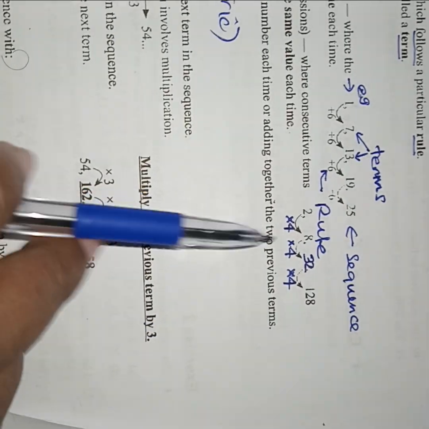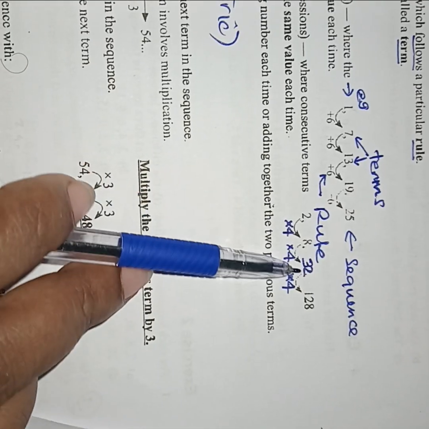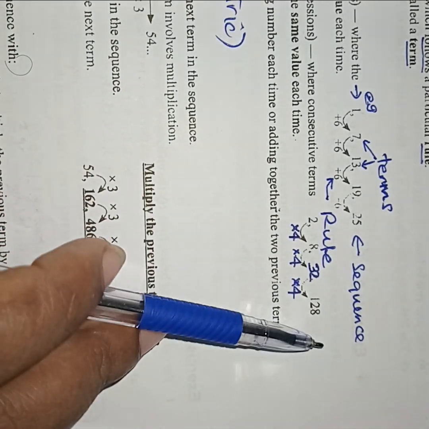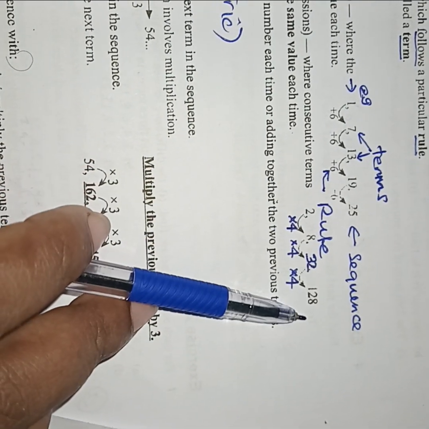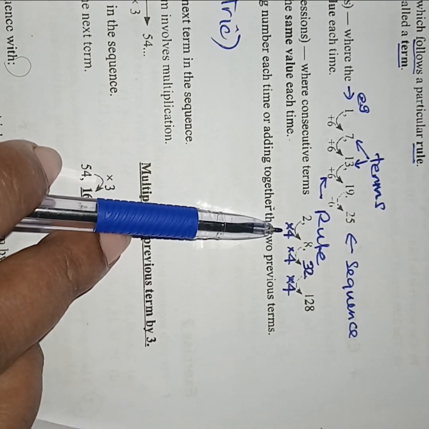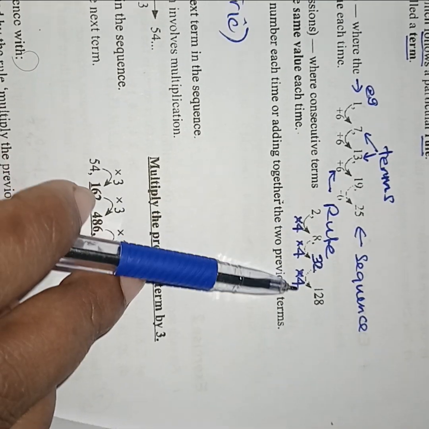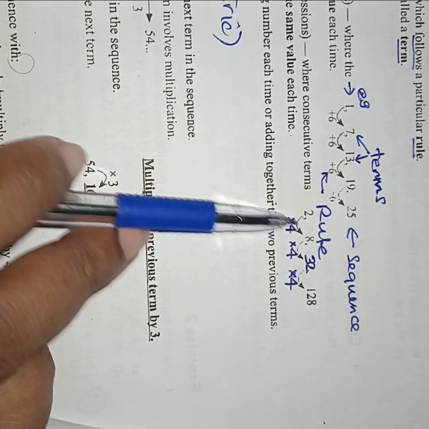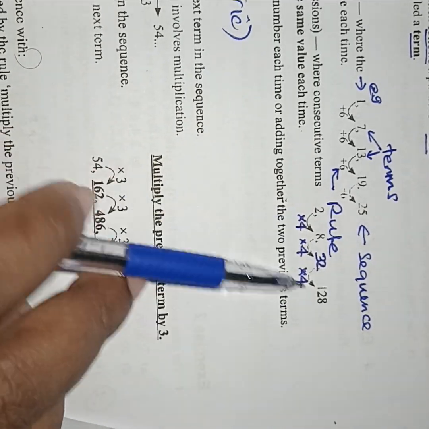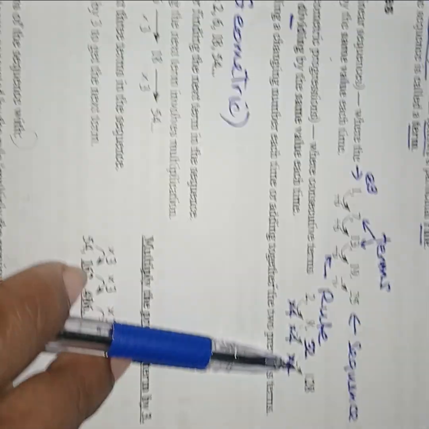So 2, 8, 32, 128 are the terms. All of them make up the sequence. Our rule is times 4 every time we move from one term to the next. And this is an example of a geometric sequence.